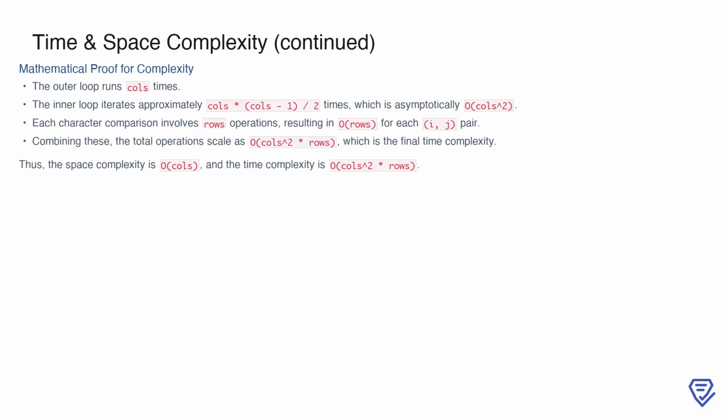Finally, let's solidify our understanding of the mathematical reasoning behind the time complexity. The outer loop runs exactly cols times.